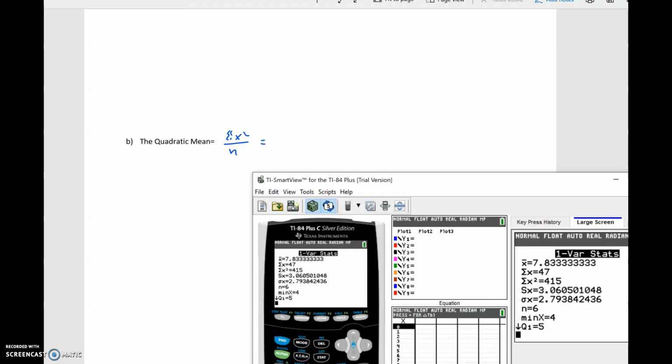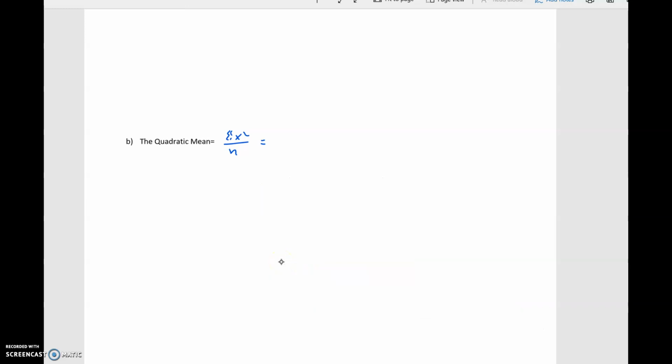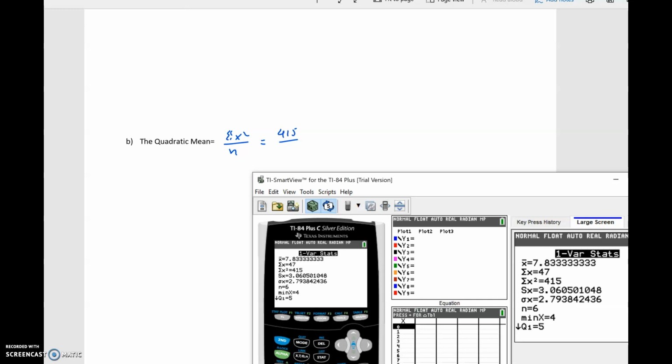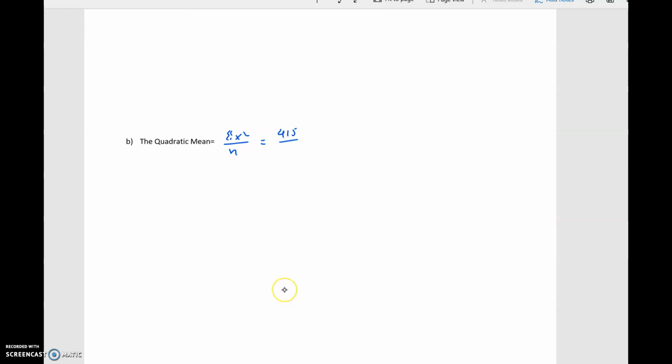And on the good news, you do have a shortcut for a piece of it. So the sum of the x squares is 415. So this is 415 divided by how many values you have? You have 6 values. So please evaluate that, and then we'll compare values in a minute. So 415 divided by the value of 6. Let me fix my 6.